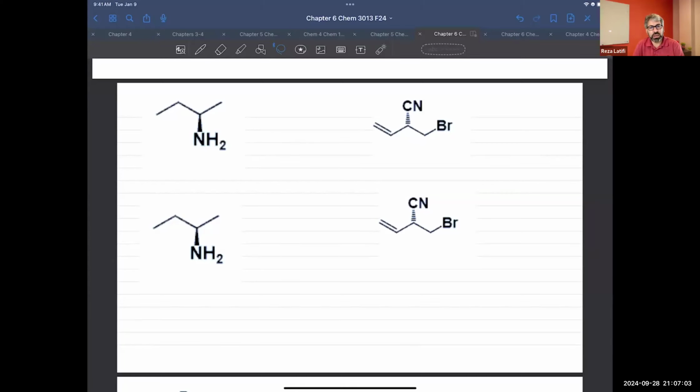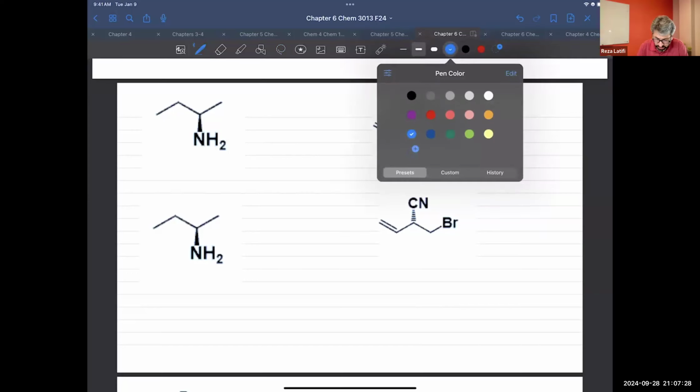Welcome back. I'm going to practice some examples of how to find whether the configuration is R or S. Clockwise, if the rotation is clockwise, we say R. Counterclockwise, it will be S. And the way we assign priorities, we go after atomic number. The one with the highest atomic number gets the first priority. So in this case, it's going to be easy.